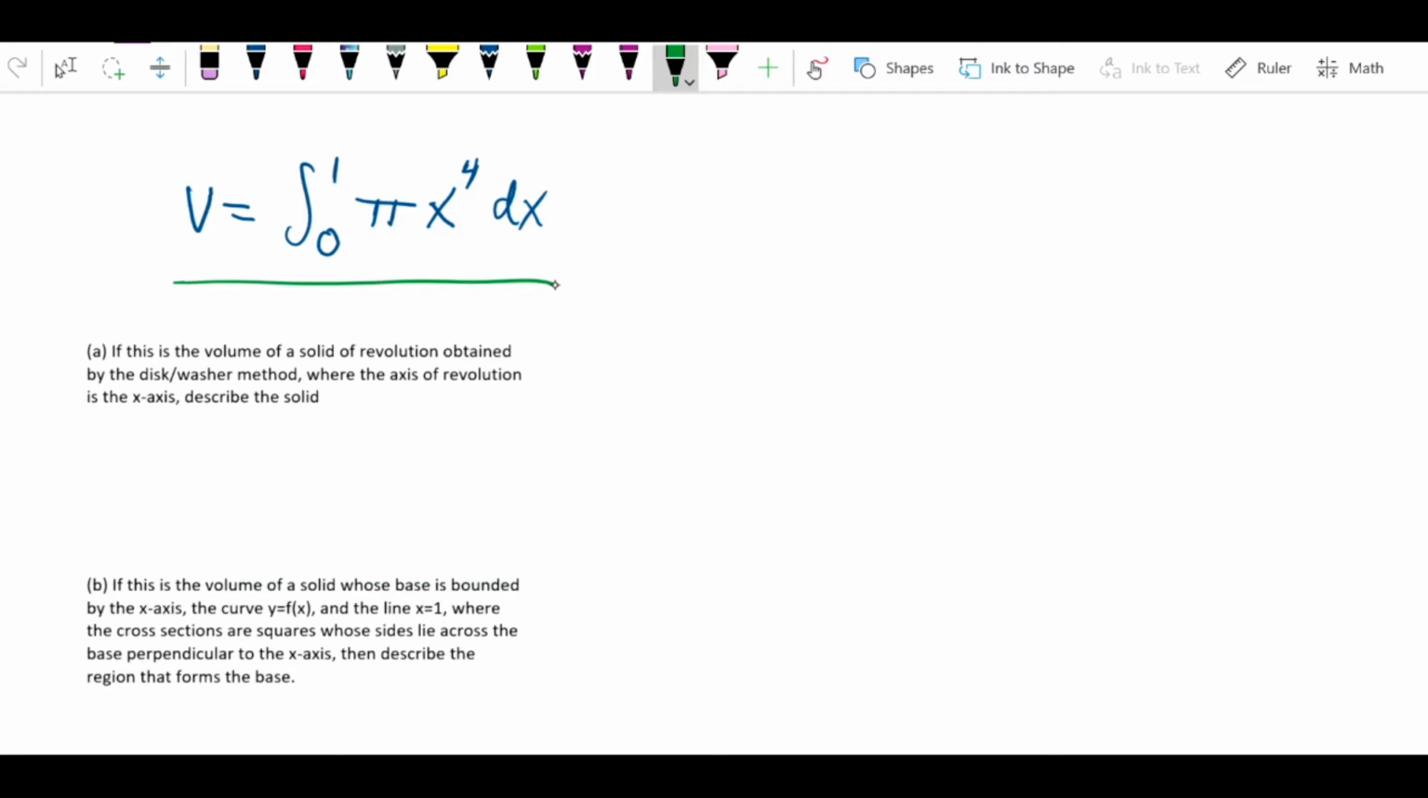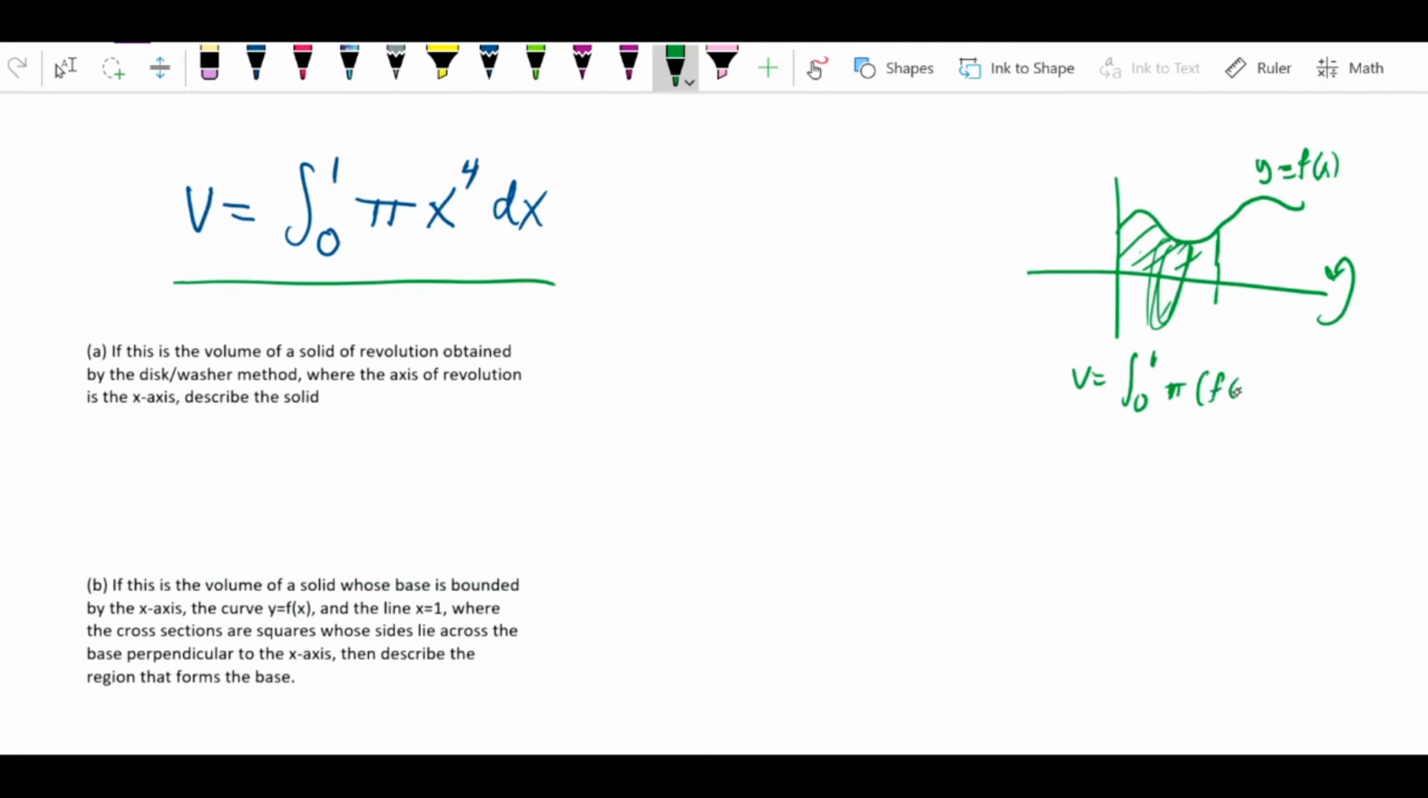So let's ask, if this is the volume of a solid of revolution obtained by the disk-washer method, where the axis of revolution is the x-axis, describe the solid. What we know is that if I have some function y equals f of x, and I revolve it around the x-axis on the interval 0 to 1, thereby forming a solid that looks like this, by the disk method the volume would be given by the integral from 0 to 1 of pi times f of x squared dx. So we can use that fact to figure out what f of x must be in this instance.